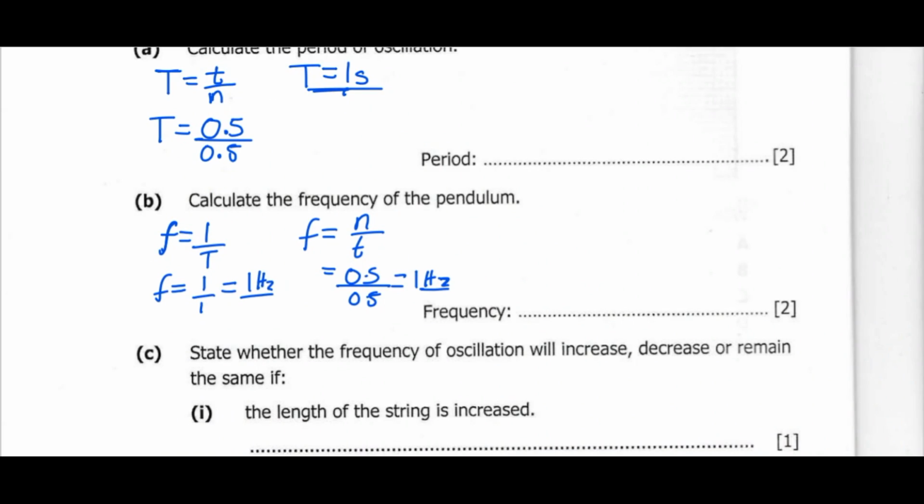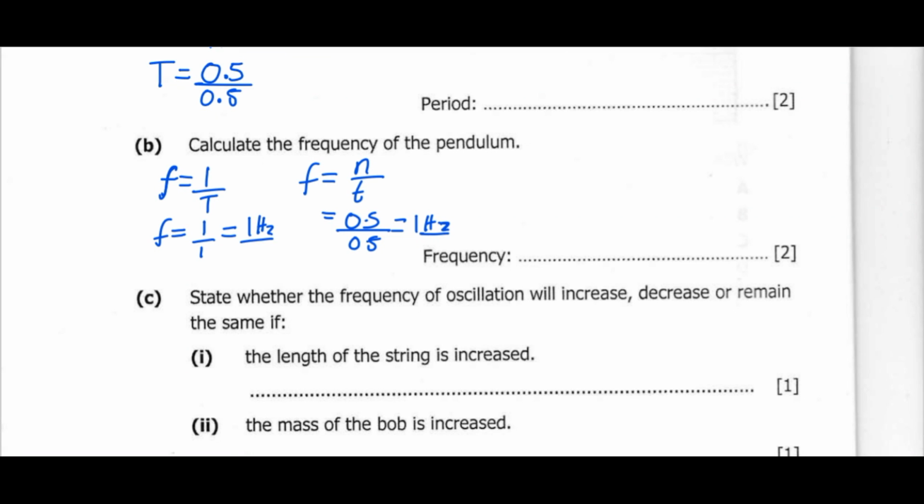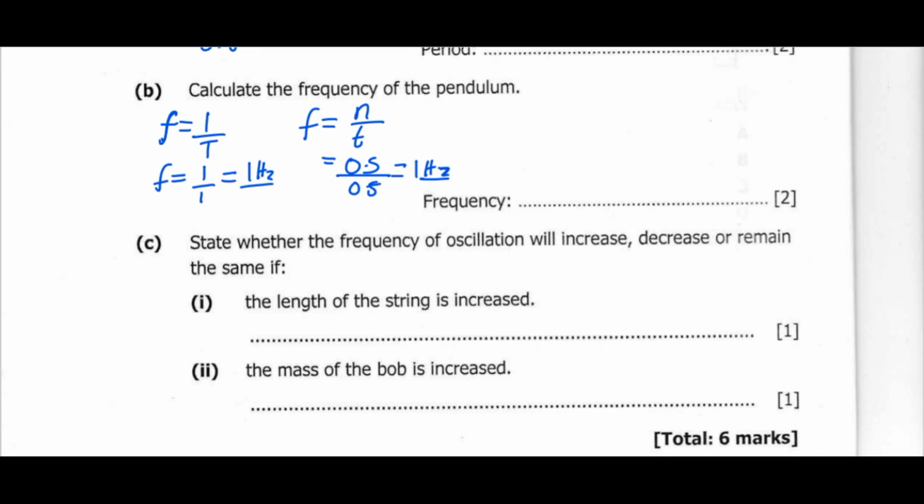Now let's move on to question C. State whether the frequency of oscillation will increase, decrease, or remain the same if, first, the length of the string is increased. So let's see if we have a picture here. Let's say we have this arrangement. The first one, we have the bulb here. Then this is put to this point and allowed to freely move.